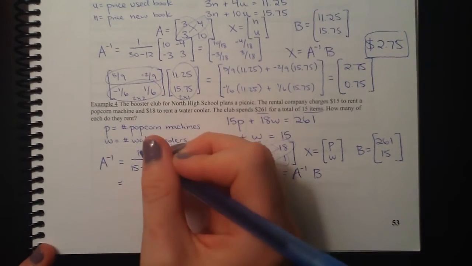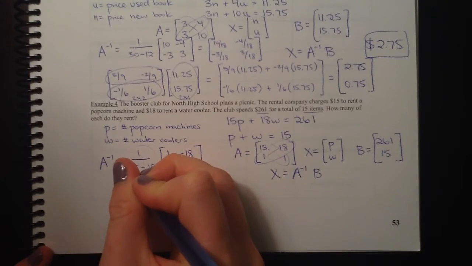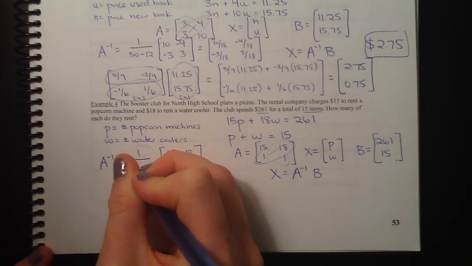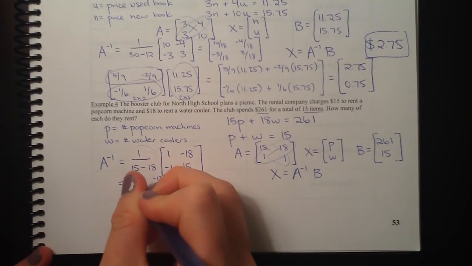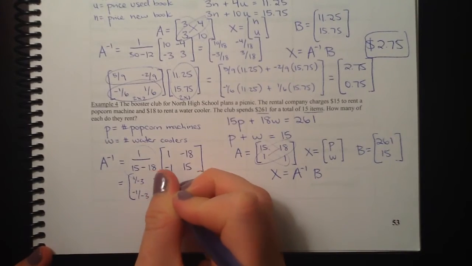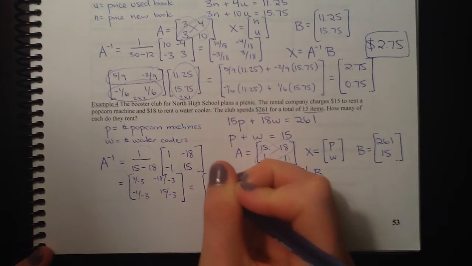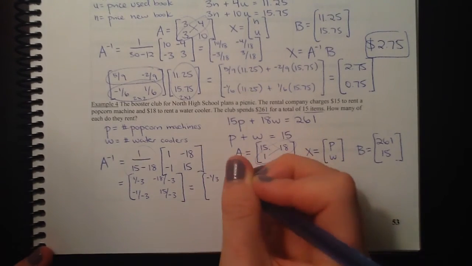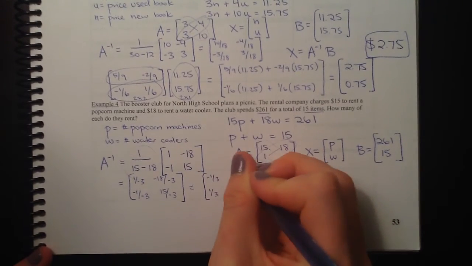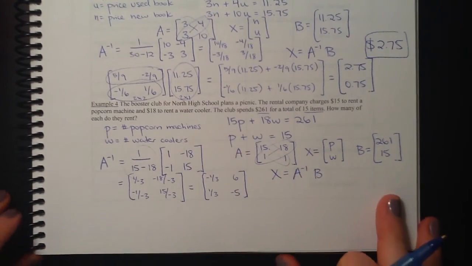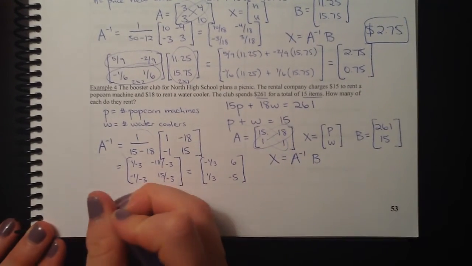So this is a negative 1/3 on the outside, so we can distribute that. So 1 over negative 3, negative 18 over negative 3, negative 1 over negative 3, and 15 over negative 3. So we'll clean that up. So we've got a negative 1/3, positive 6, positive 1/3, and negative 5. So that is A inverse. Okay, so finally we are going to left multiply A inverse times B, and that'll give us our answer.